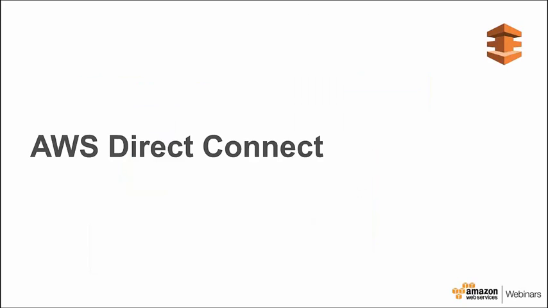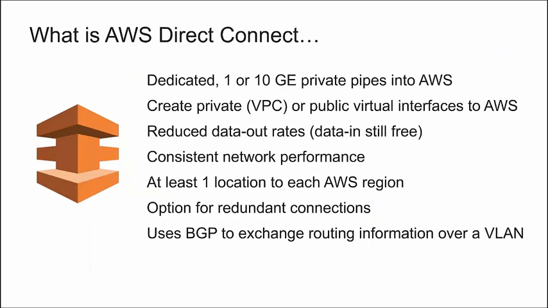So let's start with Direct Connect. Direct Connect provides you with a dedicated pipe into AWS, and we'll talk over the next few slides on how that works. It can either extend your on-prem network into your own Amazon VPC, Virtual Private Cloud, or give you direct access to regional services such as S3.